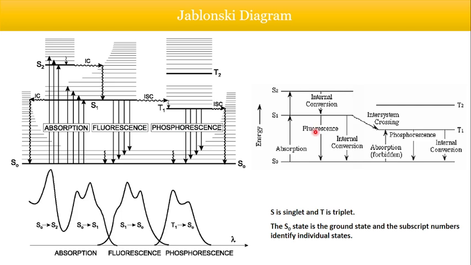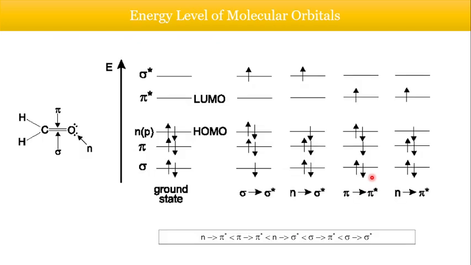So this is the same picture. You can go through it. This entire concept of absorption followed by internal conversion and fluorescence, and then absorption, then intersystem crossing, then phosphorescence, the entire thing is termed a Jablonski diagram.